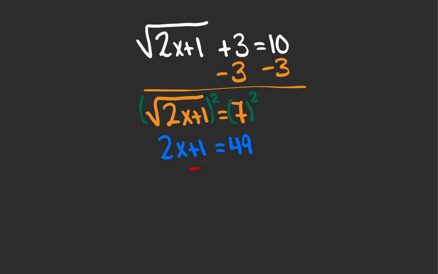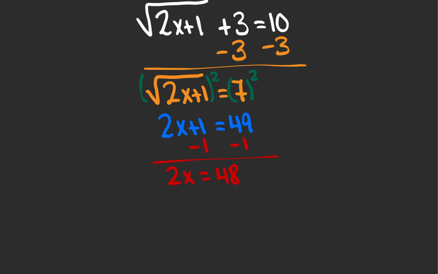I will then subtract 1 on both sides. This will leave me with 2x is equal to 48. Then I will divide both sides by 2. And this will leave me with a final solution of x is equal to 24.